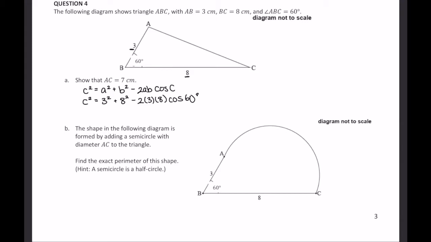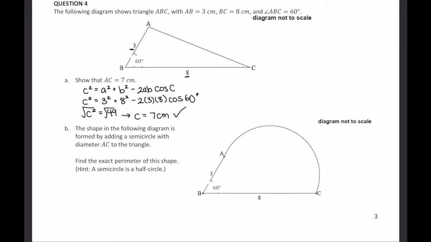So from here, everything on the right side of the equal sign is just numbers, so we can take that whole expression and plug it into the calculator, and what we get is c squared equals 49. So if we take the square root of both sides, we find that c is equal to 7 centimeters, exactly like we were supposed to get.